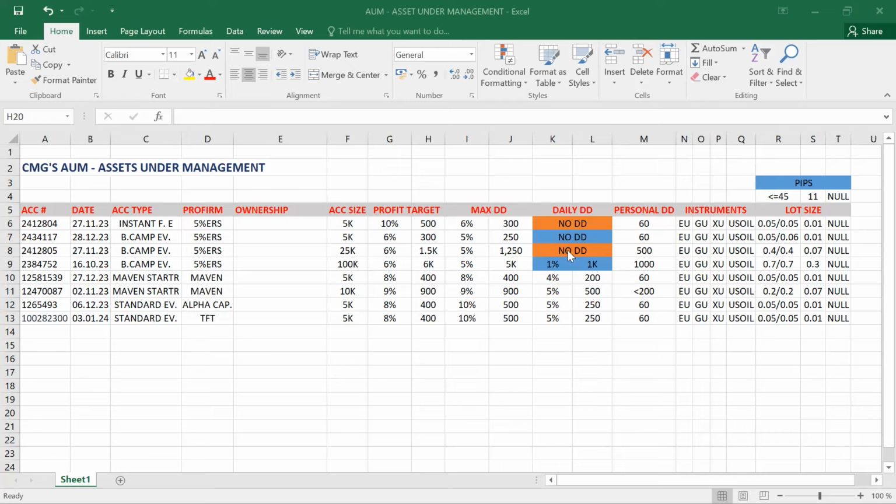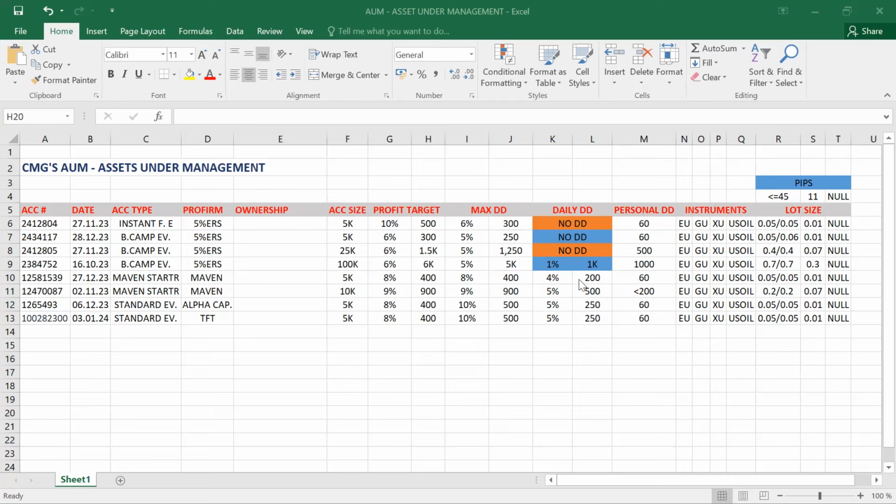Now, if you look here, pertaining to this particular program, they don't have a daily drawdown. That means we have the liberty to trade, provided you are within the maximum drawdown. That's the total drawdown that you can incur. So that is it. Now they will leave it. So it means that here is very flexible, right?